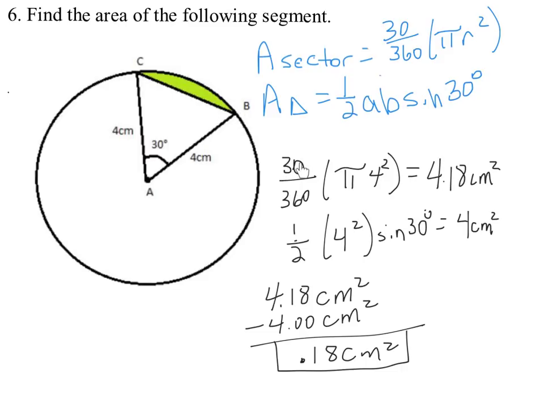All right, so 30 divided by 360 times pi times 4 squared gave me 4.18 centimeters squared. 1/2 of 4 squared times the sine of 30 degrees gave me 4 centimeters squared. So when I subtract 4.18 centimeters squared minus 4 centimeters squared, I get 0.18 centimeters squared. And that's going to be the area of this segment right here.